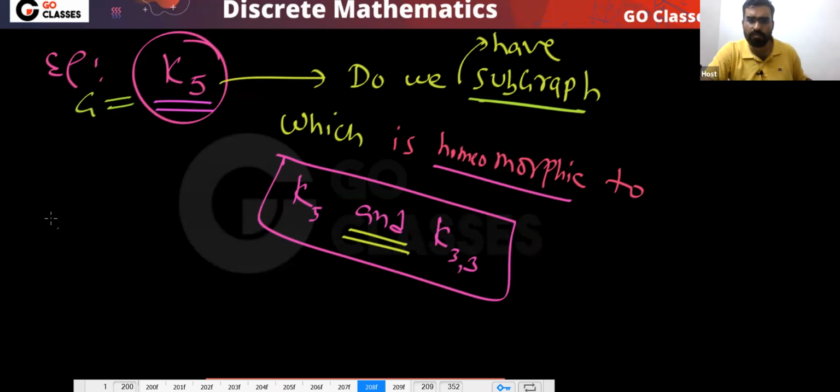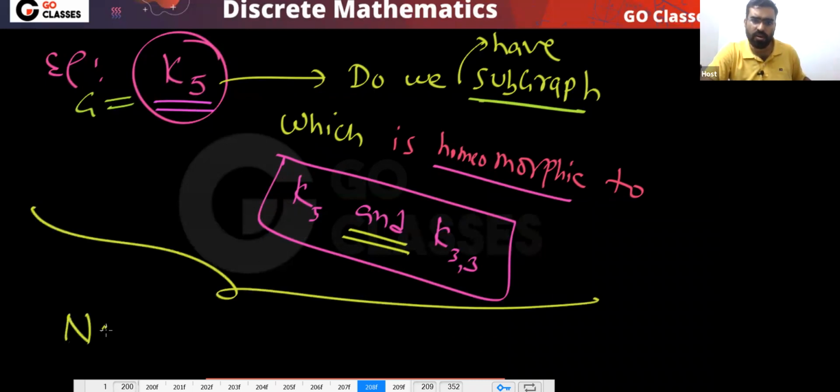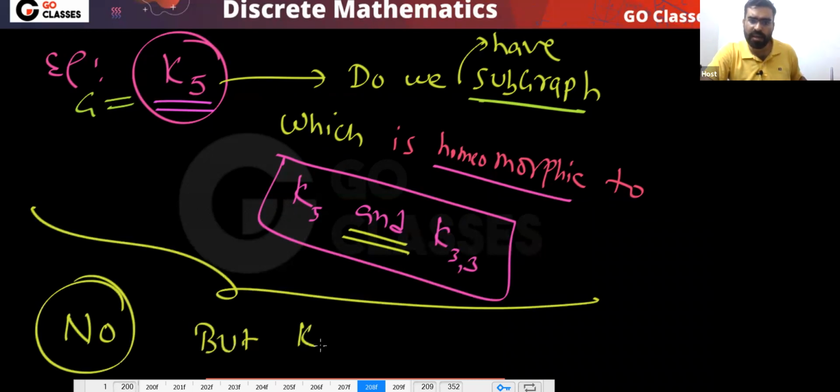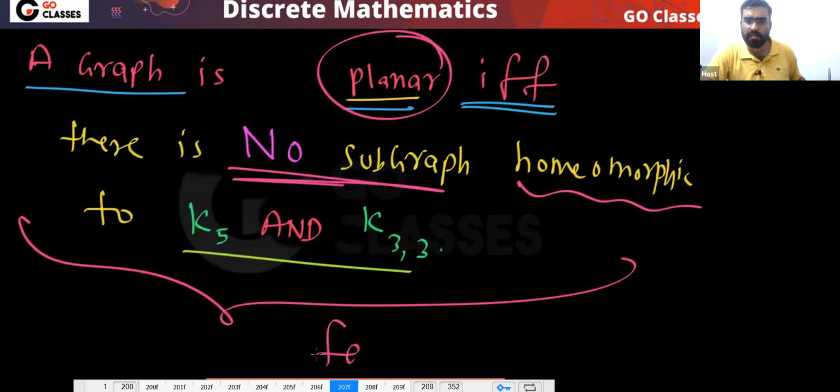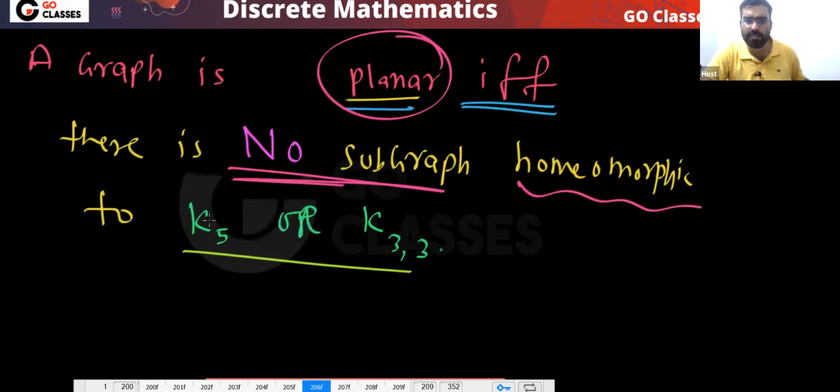The answer is no. But K5 is non-planar, right? So now is this clear? This statement is actually a false statement. Now is it clear? Please tell me. Okay.